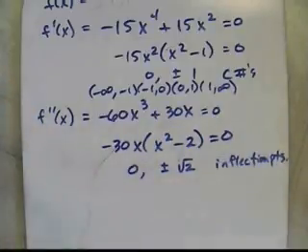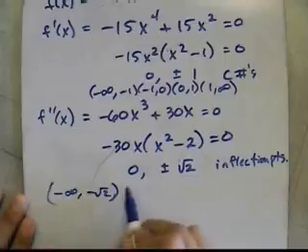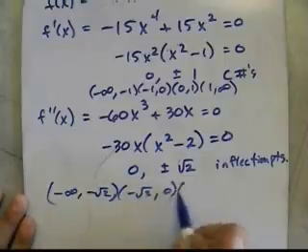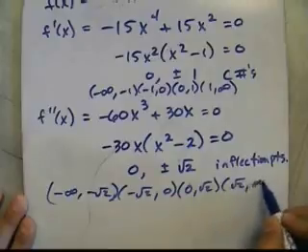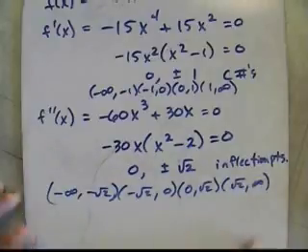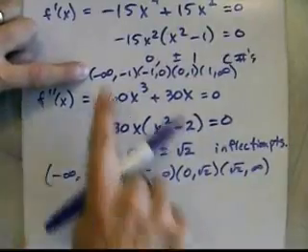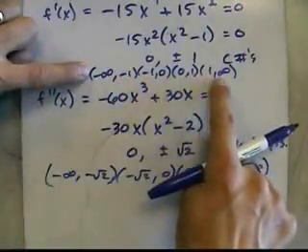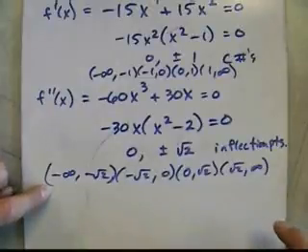Okay, now that means I can set up intervals for concavity, right? I can go from negative infinity to negative square root of 2, from negative square root of 2 to 0, from 0 to square root of 2, and then from square root of 2 all the way to infinity. This will tell me concavity. So there's two basically different interval zones that you could be choosing from. These ones you plug into the first derivative to find increasing and decreasing. These ones you would plug into the second derivative.